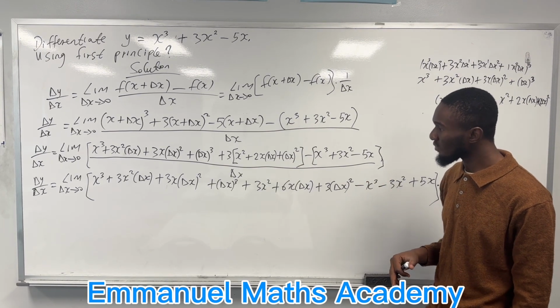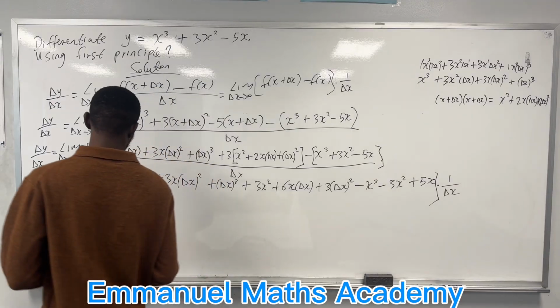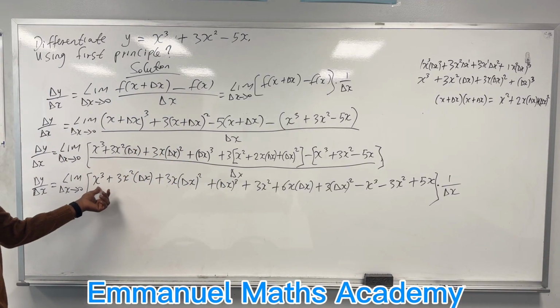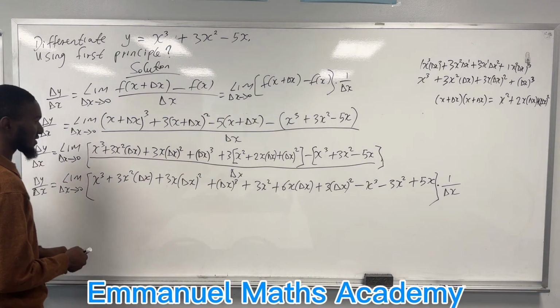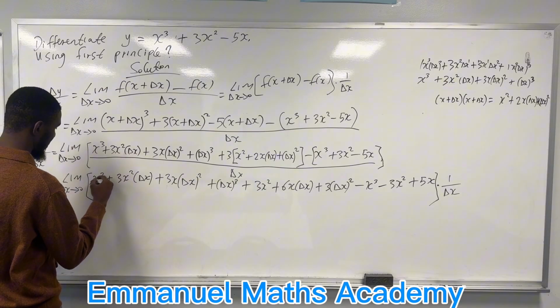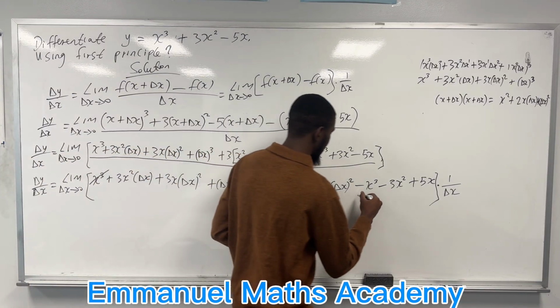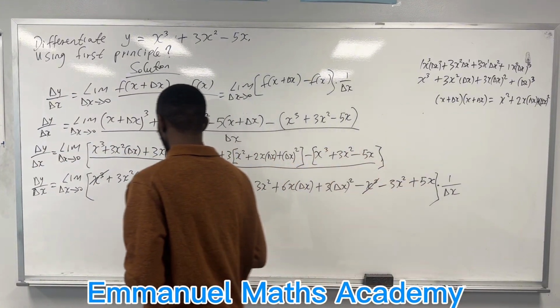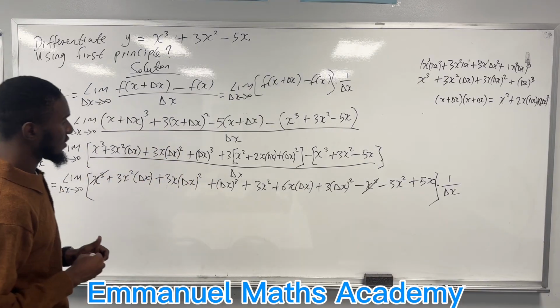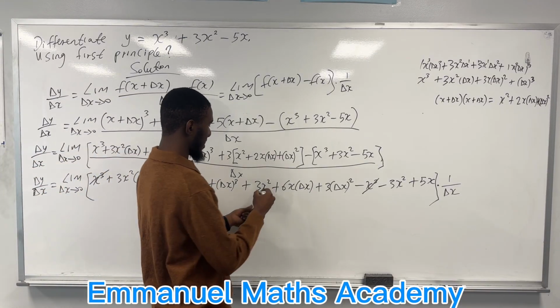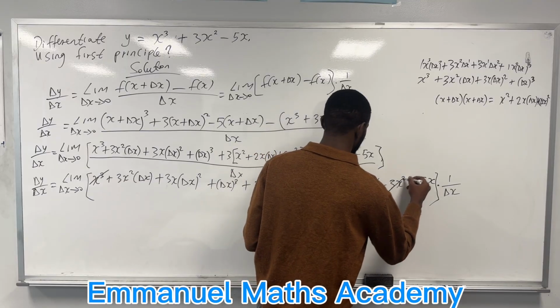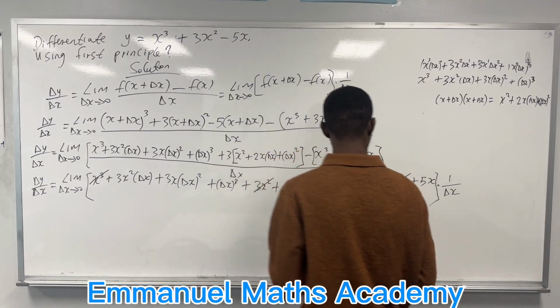Right? But first of all, you have something in common. You have x cubed here and minus x cubed here, so it will cancel out. Let's cancel out some of these things to make our work easier. What again do we have? We have 3x squared and minus 3x squared here. Good.